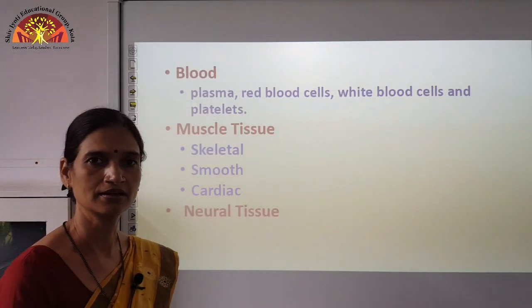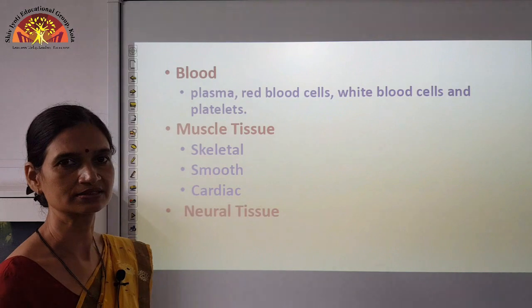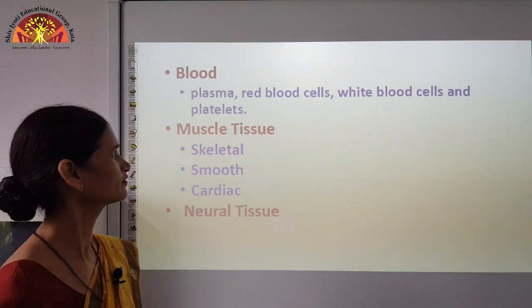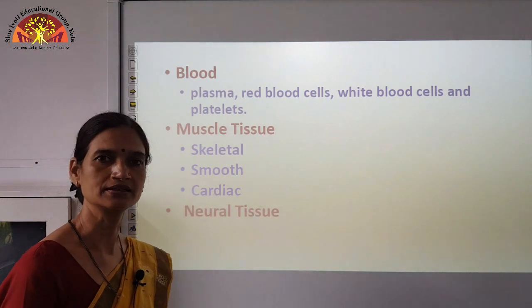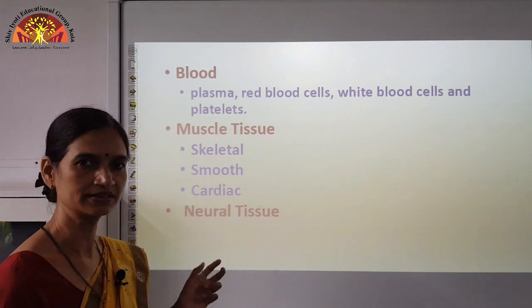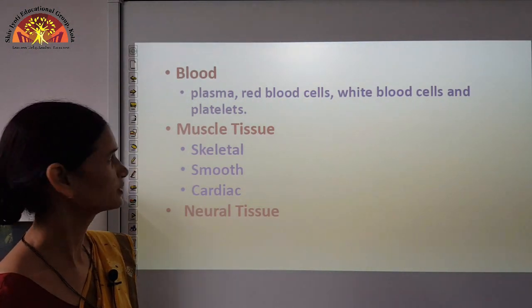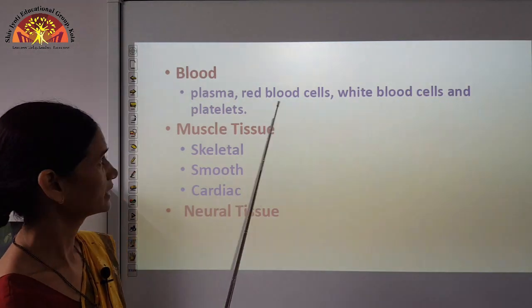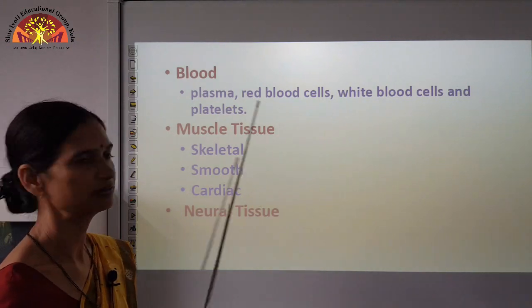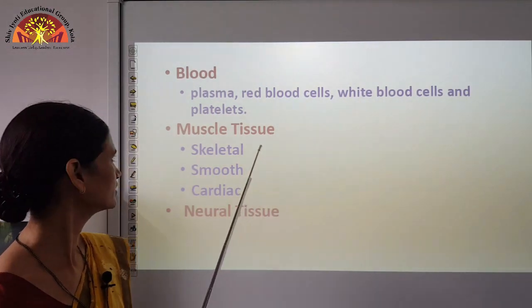Blood is also connective tissue because it helps to transport material from one part of the body to another, like food, oxygen and vitamins या waste material, सबको ये transport करता है. And the components of the blood are plasma, जो कि liquid part blood का है, red blood cells, white blood cells and platelets. These are the parts of the blood.